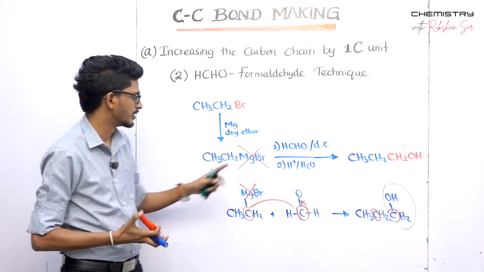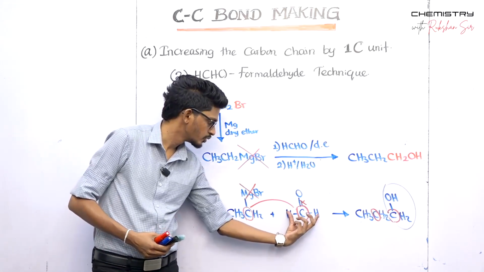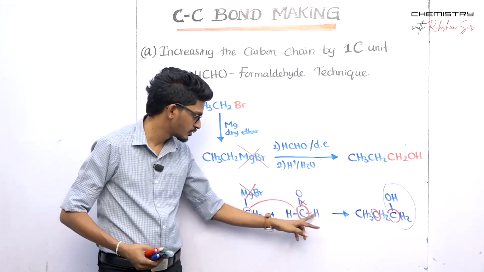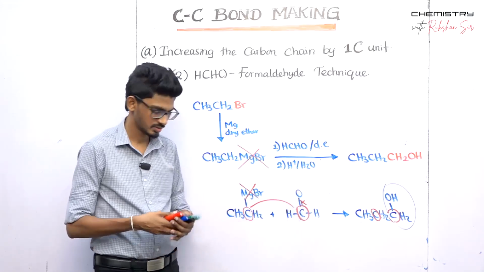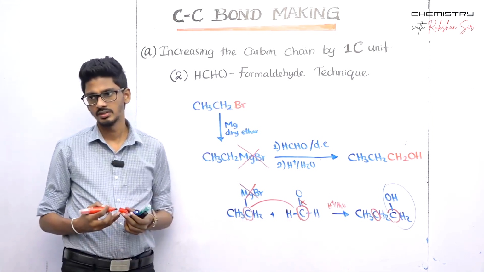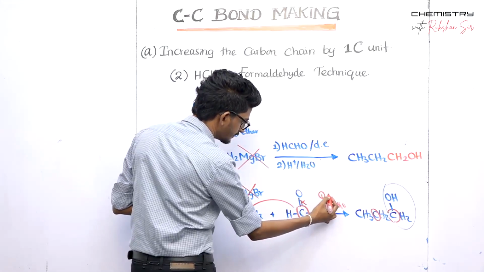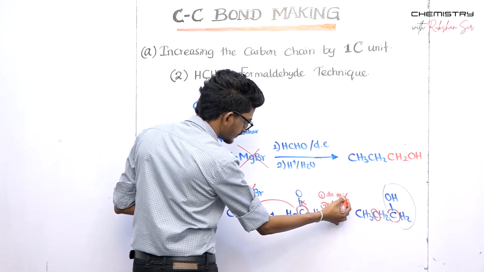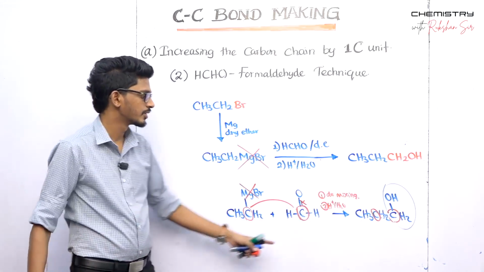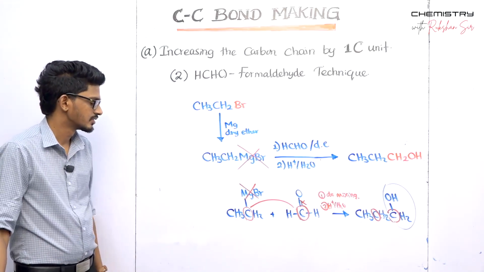So one can say instead of the MgBr, you just added the CH2OH group with H plus H2O. Mixing in dry ether medium, and then H plus H2O, will produce this. So this is the formaldehyde technique.